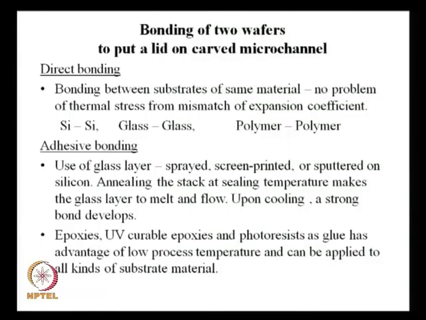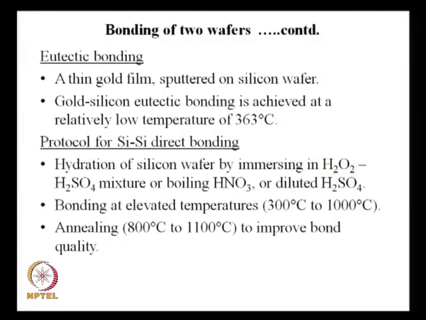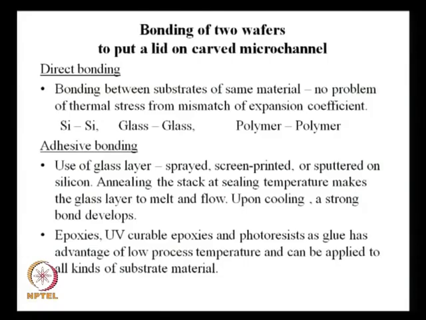So, here in this case we have bonding of two wafers. There are two types of bonding we discuss here. One is direct bonding and the other is adhesive bonding. There are, of course, some other types of bonding available. One is eutectic bonding. So, there are practically three types of bonding: direct bonding, adhesive bonding, and eutectic bonding. The adhesive bonding is very popular, and direct bonding is also used.